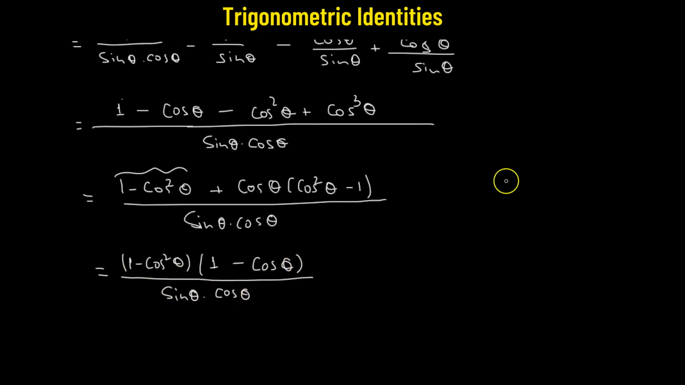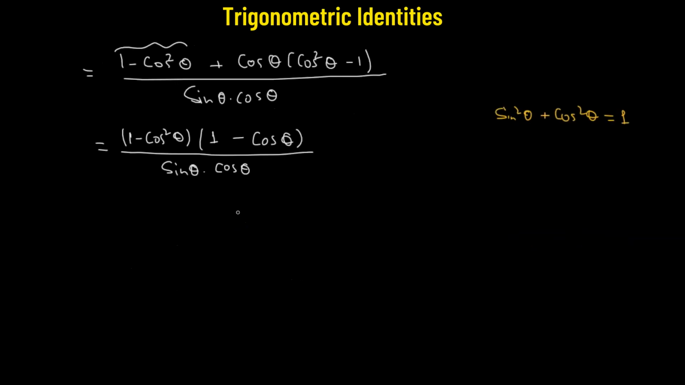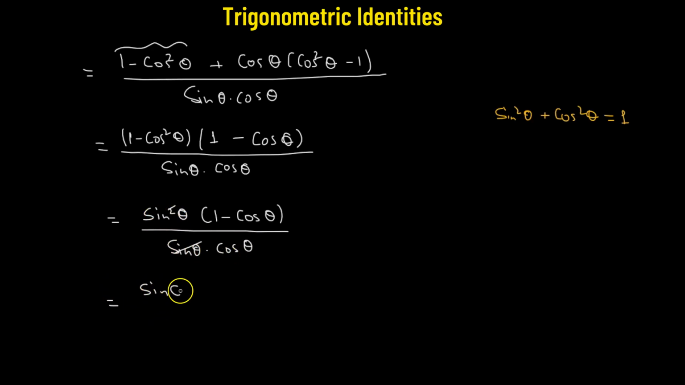Now we know we have an identity which is given by sine squared theta plus cosine squared theta. That value is equal to 1. So that means 1 minus cosine squared theta can be replaced with sine squared theta. We have sine squared theta whole multiplied to 1 minus cosine theta divided by sine theta times cosine theta. Now sine theta from the numerator and the denominator cancels out, so we have sine theta over cosine theta, which will be equal to sine theta whole multiplied to 1 minus cosine theta divided by cosine theta.